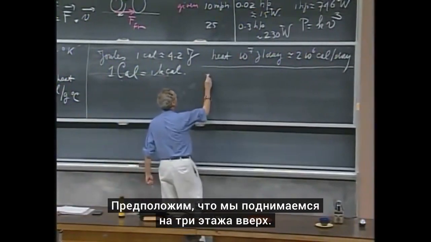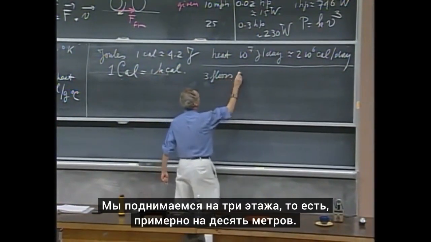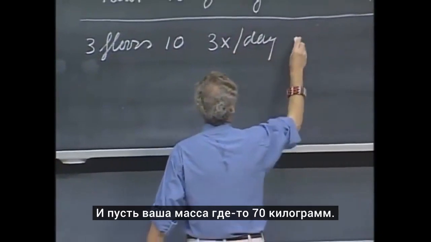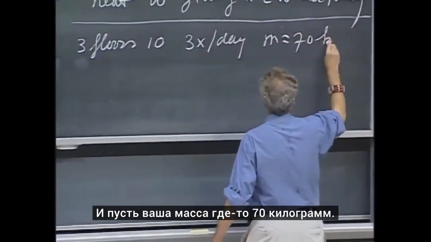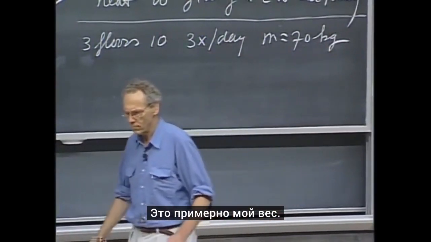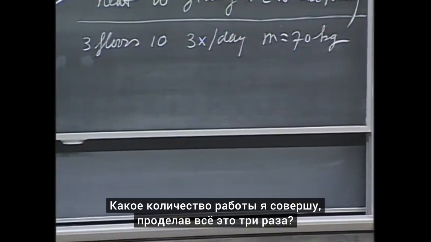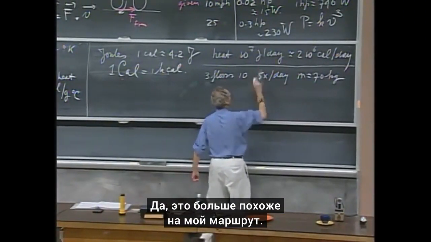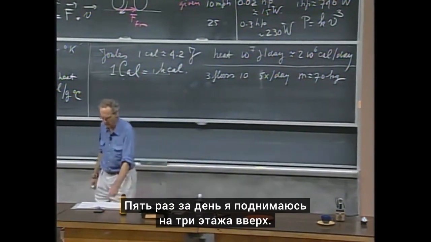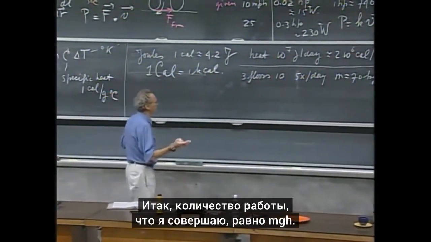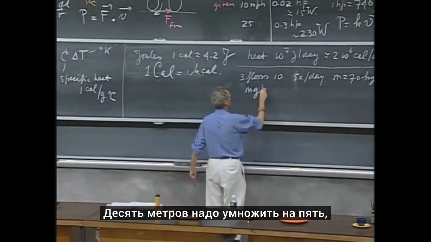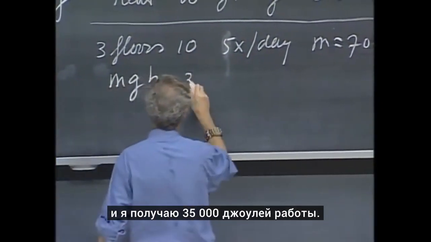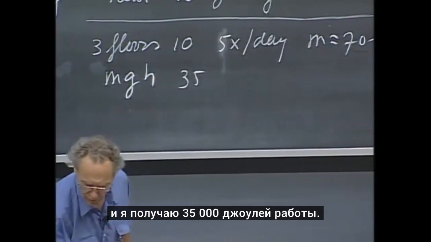Suppose we walk up 3 floors, which is about 10 meters high. And let's say we do that 3 times per day. And let's give you a mass of about 70 kilograms. It's about my mass. How much work do I do when I do that 3 times, oh, let me do it 5 times per day. Boy, I really go out of my way. 5 times per day, I go 3 floors up. Well, the amount of work that I do is mgh. The 10 meters have to be multiplied by 5 because I do it 5 times. And so I get 35,000 joules of work that I do.